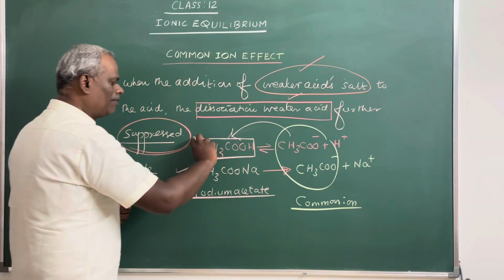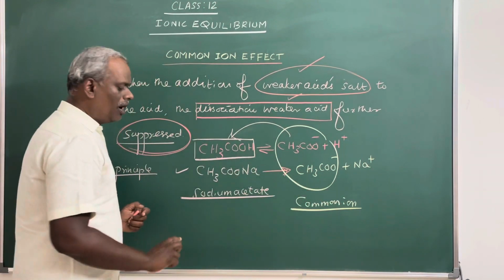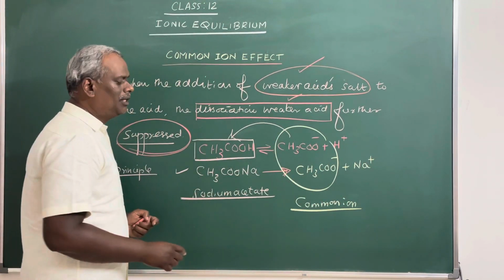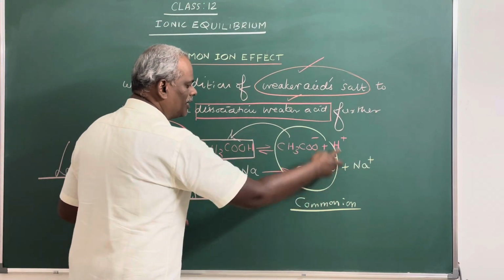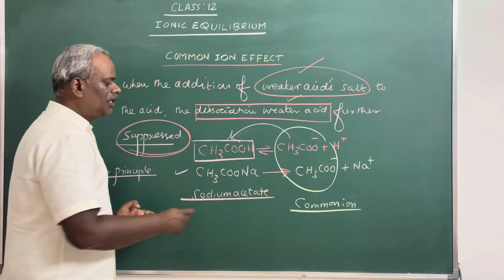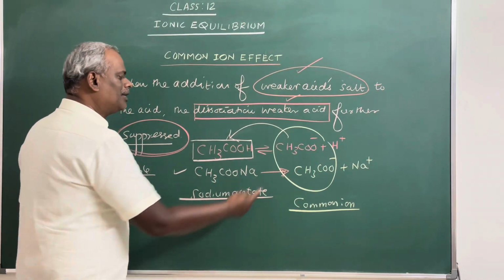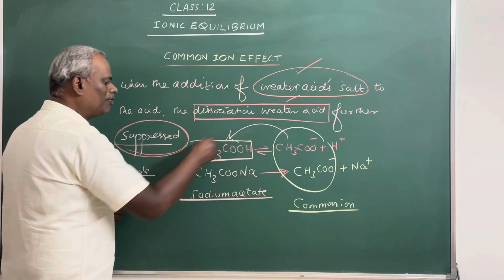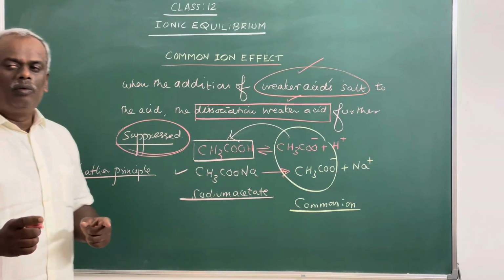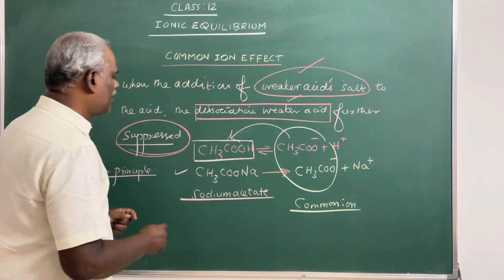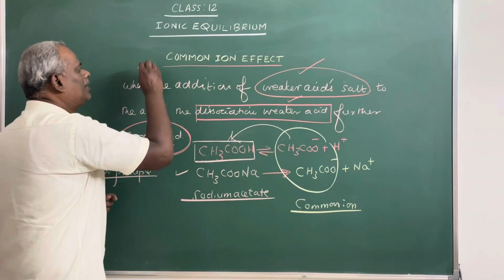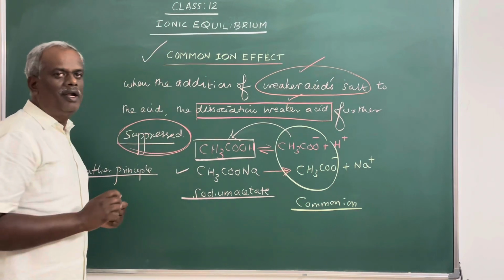The dissociation of acetic acid is very poor. On the addition of its sodium salt, we are getting the common ion. This acetate ion is becoming common. It is disturbing the equilibrium and shifting the direction of equilibrium in the backward direction so that we can have more and more unionized acetic acid. This effect is said to be common ion effect.